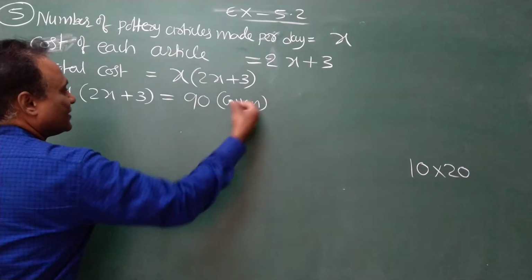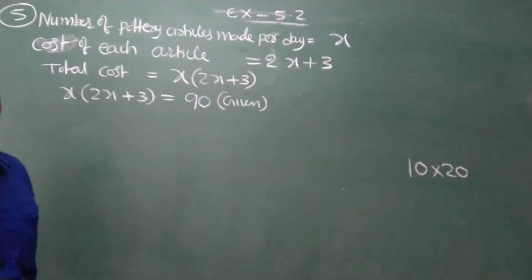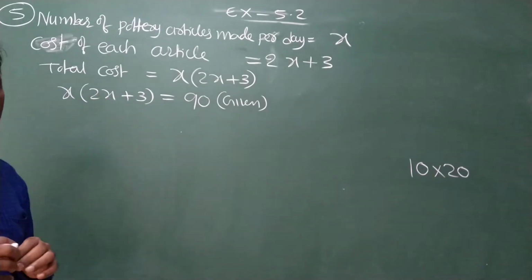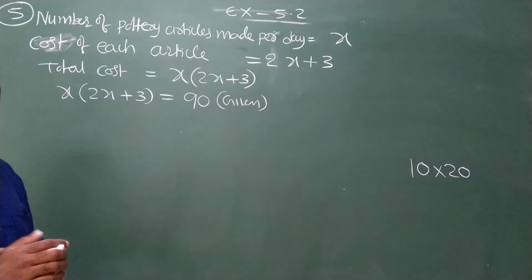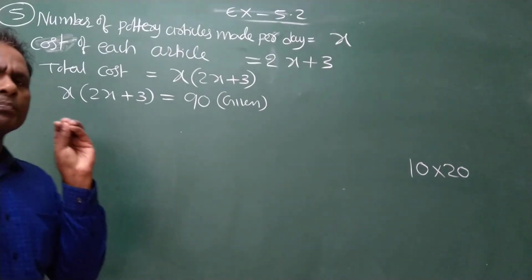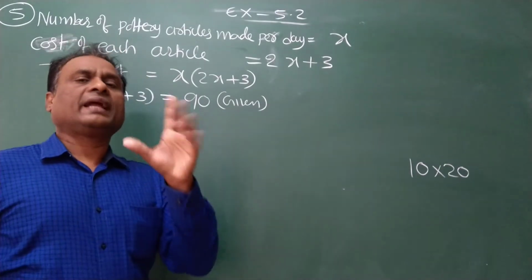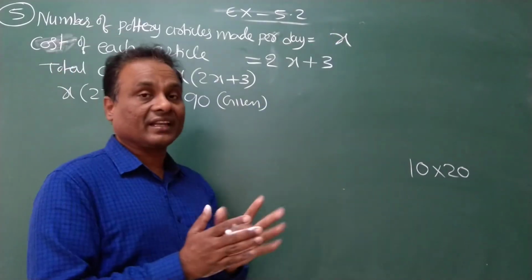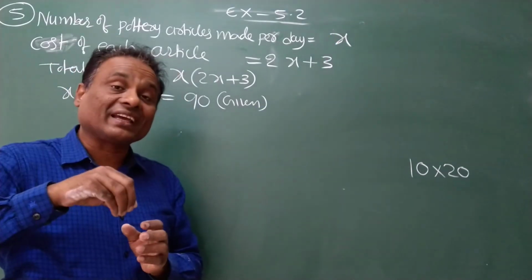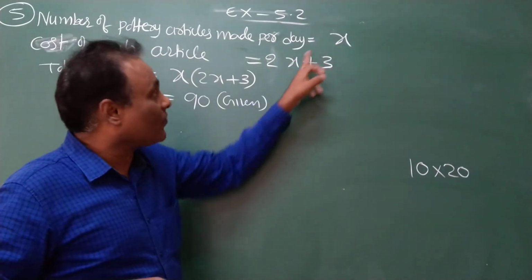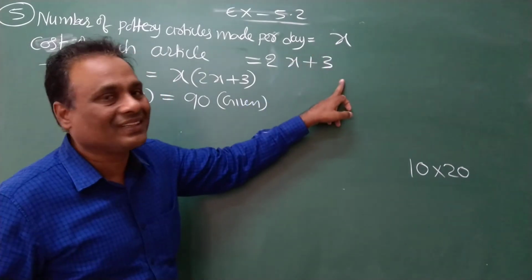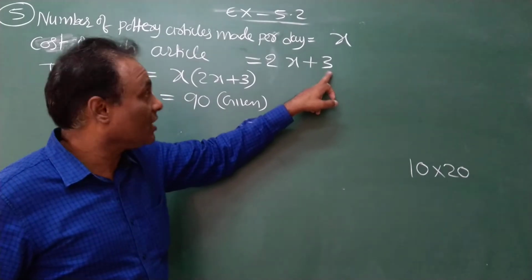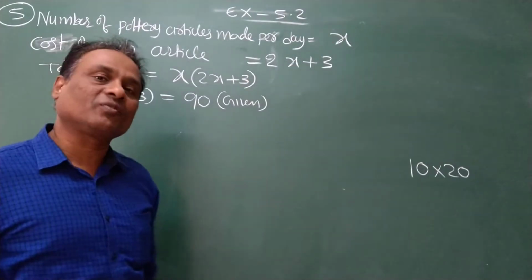Given. That problem is over. Remember this, because the problem can cause a little confusion, so I explained it in the simplest way. Let us say we are preparing x articles per day. What is the cost of each article? Twice the number of articles plus 3 more, 3 more than twice the articles: 2x plus 3.